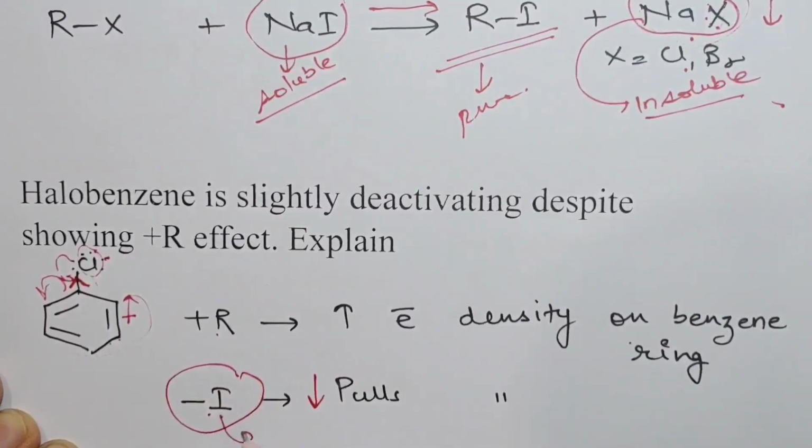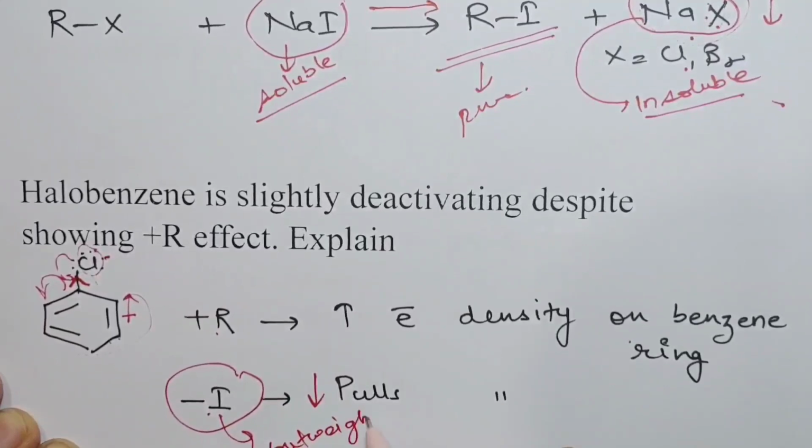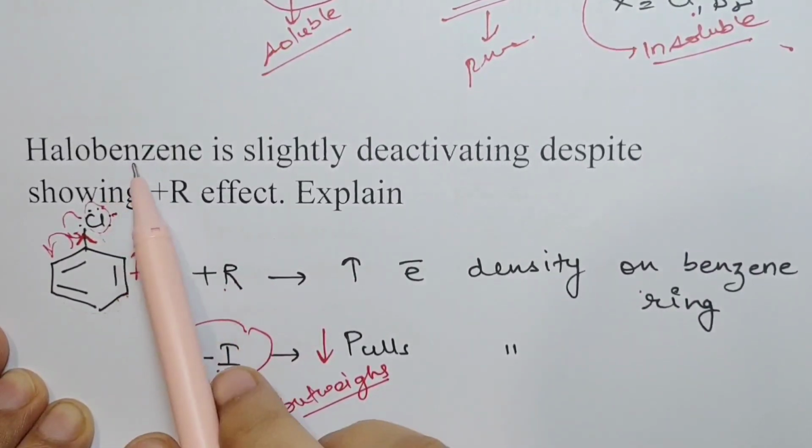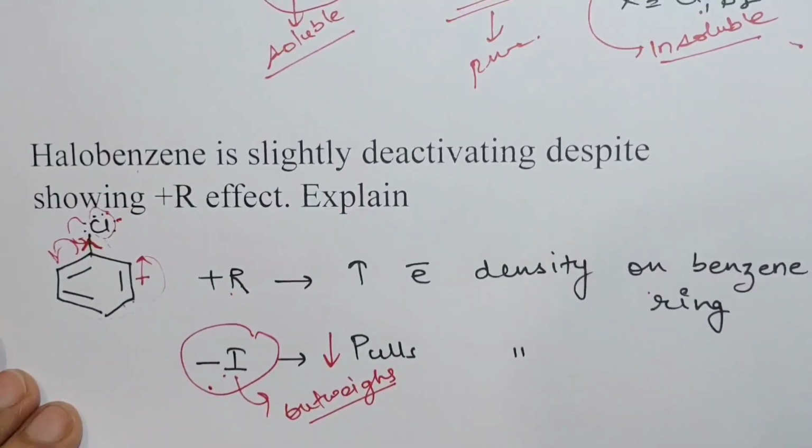Now, minus I effect outweighs the plus R effect. Minus I effect outweighs the plus R effect. That is why halobenzenes are slightly deactivating.